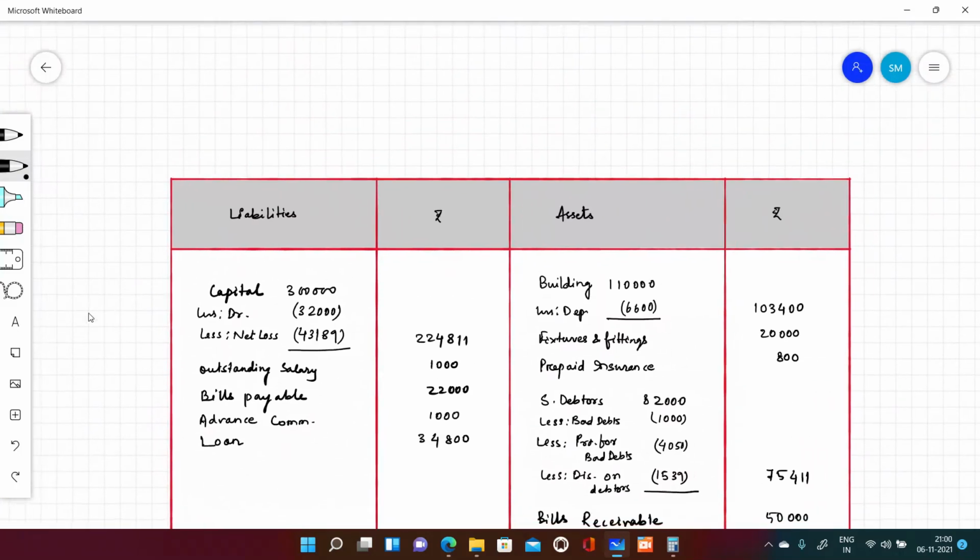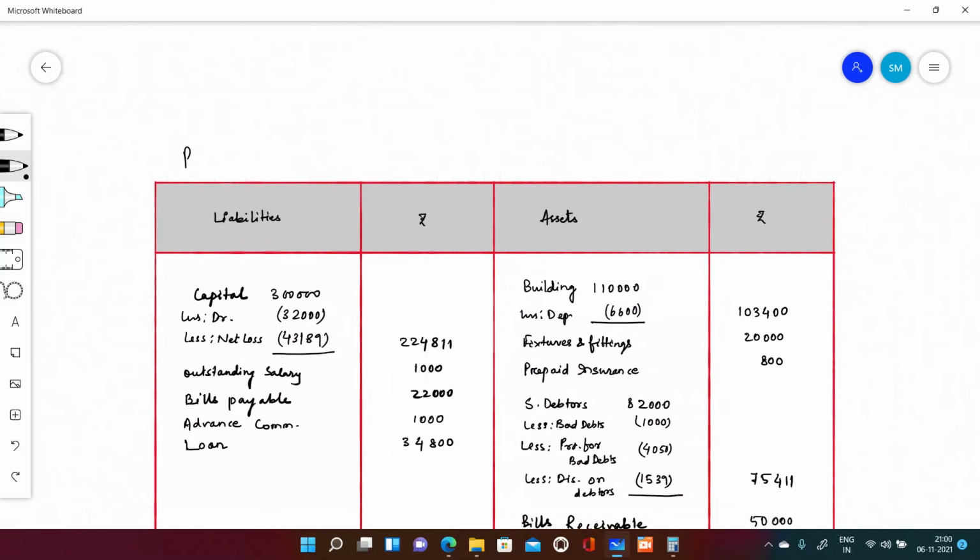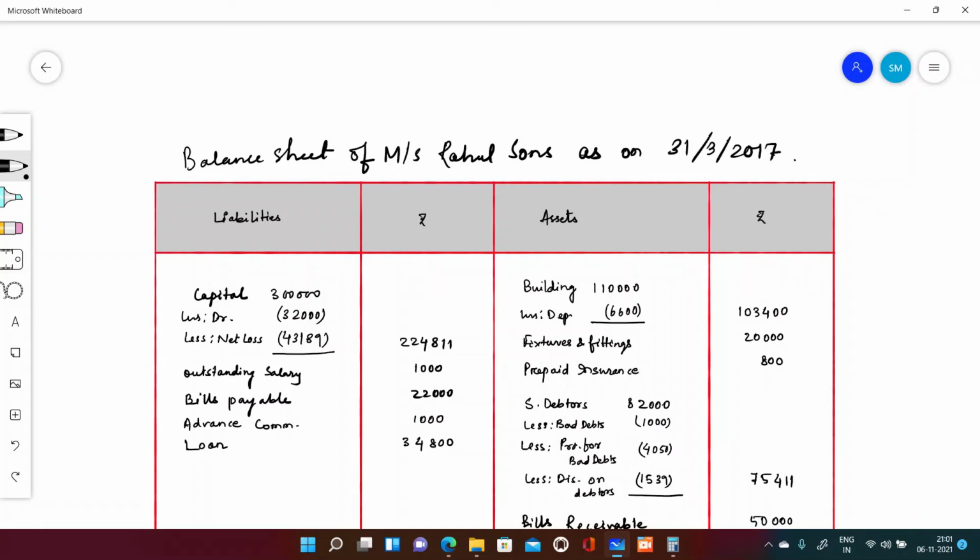So at the end I will write it as balance sheet of Messrs Rahul Sons as on 31st March 2017. So this question is complete.